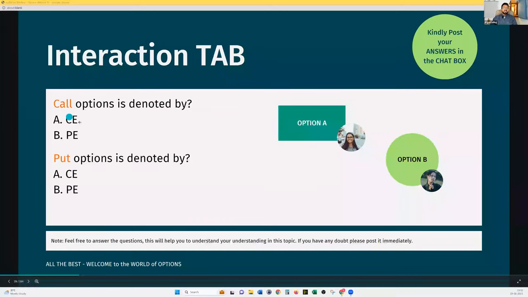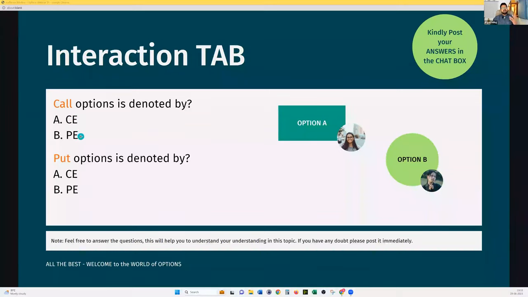Okay, so we have the CE, PE. What is the full form of CE and PE? Now let me check how many of you know this answer. Because everyone, when it comes to CE, says it is a call, and when they say PE, they say put option. But what does this E denote? See, the E denotes European. So call European, put European.